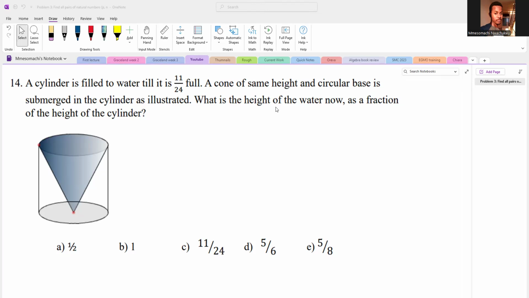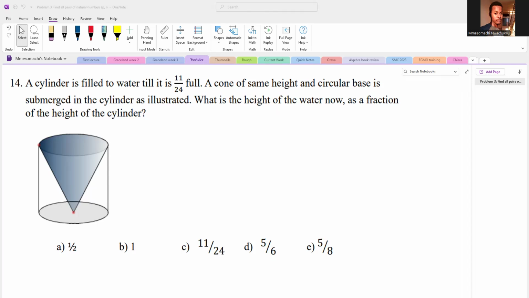Yeah, so let's go into the question. A cylinder is filled with water till it is 11/24 full. A cone of the same height and circular base is submerged in the cylinder as illustrated. So what is the height of the water now as a fraction of the height of the cylinder?